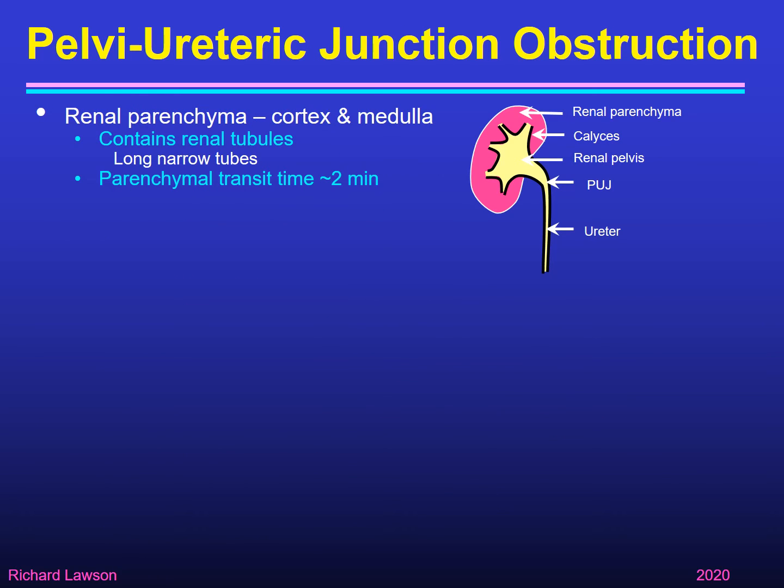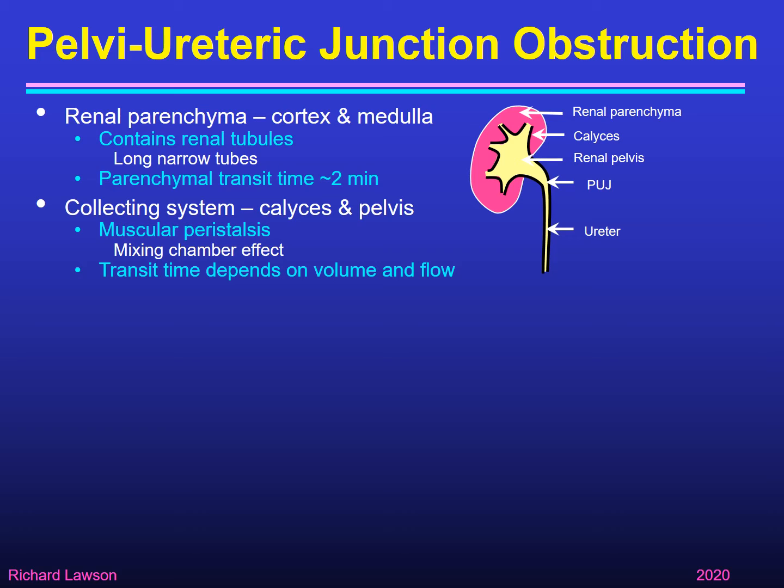So let's just say a little bit more about Pelvi-Ureteric junction obstruction. If we look at the renal parenchyma, which is the cortex and the medulla around the outer part of the kidney here, that contains the renal tubules, which are long, narrow tubes, and the renal radiopharmaceutical will typically take about 2 minutes to pass through those tubes. That's the parenchymal transit time for a normal renogram.